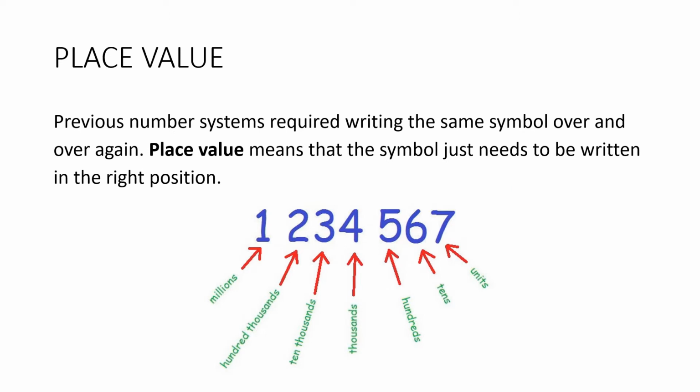Previous number systems required that you wrote the same symbol over and over again, so it wasn't very efficient. But place value means the symbol just needs to be written in the right position, and you would be familiar with this. So here we have the place value units, the tens, hundreds, and we group them together in threes. We leave a little gap. Some people will put a comma there, that's okay. Then we have thousands, 10,000s, 100,000s, another gap or comma, and millions.